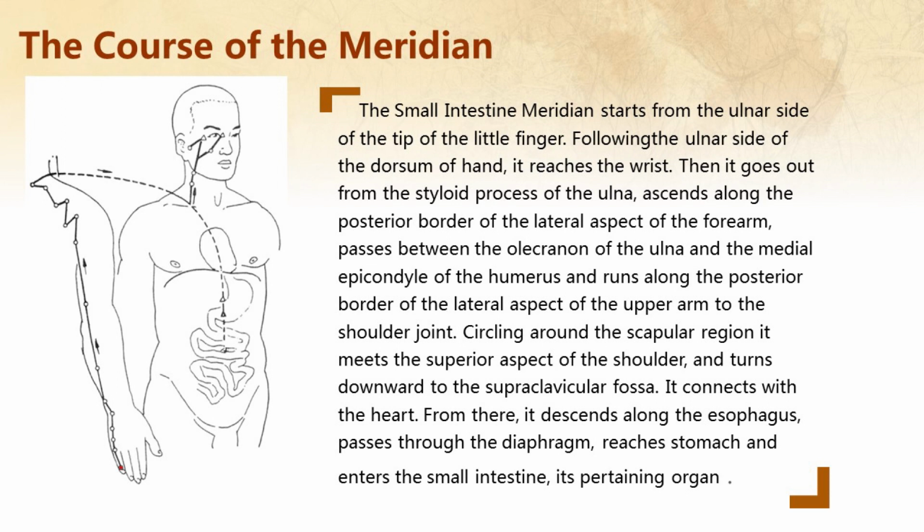Winding around the scapular region, it meets the superior aspect of the shoulder, and turns downward to the supraclavicular fossa. It connects with the heart. From there, it descends along the esophagus, passes through the diaphragm, reaches the stomach, and enters the small intestine, its pertaining organ.